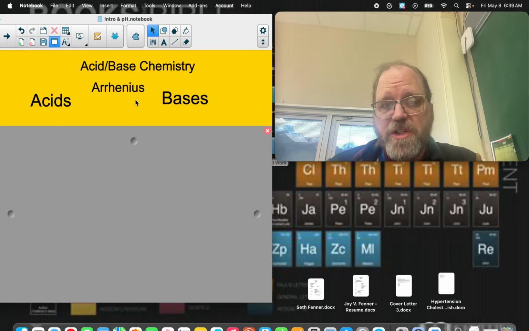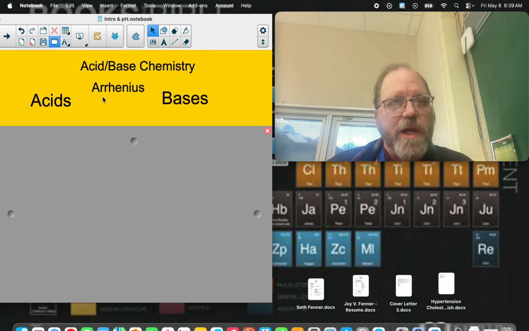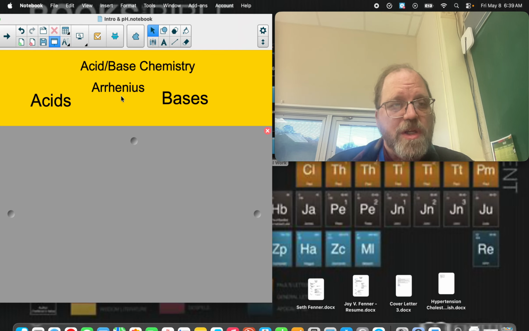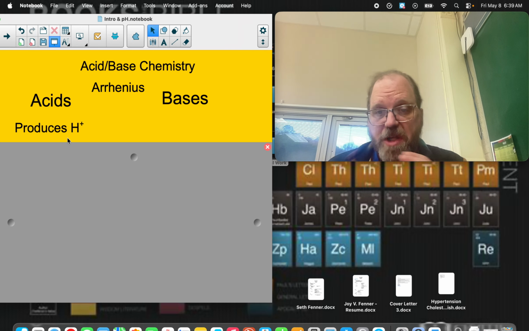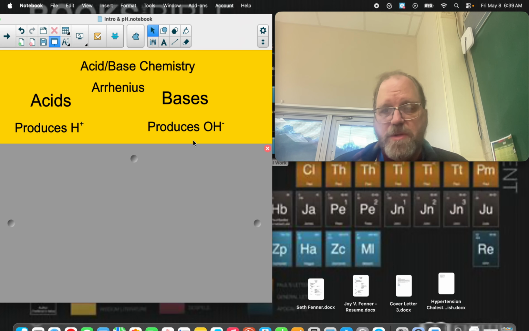The first definitions of acids and bases were brought forth by Arrhenius. Remember, Arrhenius is the one we just talked about not too long ago, dealing with the kinetics to find the energy of activation. So according to Arrhenius, an acid is a substance that produces hydrogen ion when it dissociates. Remember, dissociate means breaking apart into its base ions. A base is a substance that produces hydroxide.